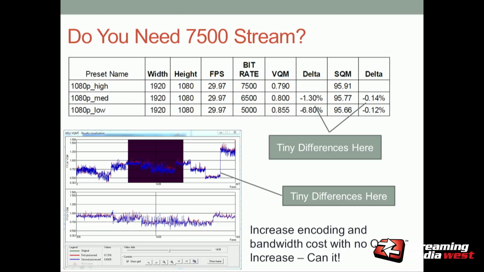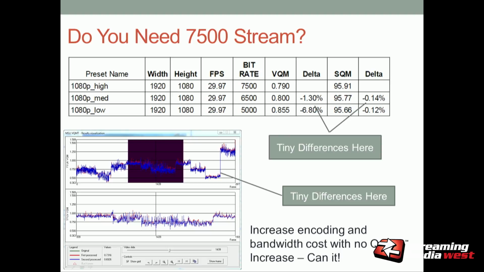So they had 3 1080p outputs, one at 5 megabits per second, one at 6.5, one at 7.5. And if you run the tests, you see, with SQM, anything in the 80 to 100 range is excellent. So all 3 of these files rate excellent with the SQM tool. And even with the VQM metric, you're only seeing an 8% difference between the highest quality and the lowest quality at 1080p. So, decision one is, do you get rid of the 6500 file and just go with the 7500 and the 5 megabits?